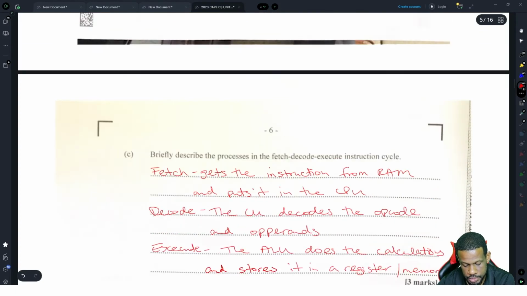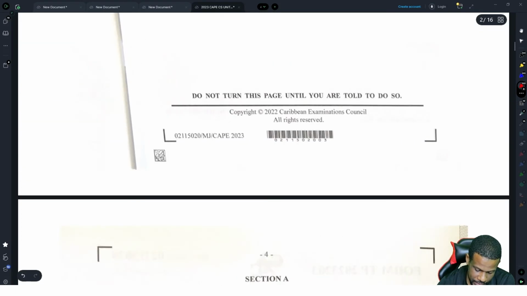Ooh, that was number 1. Jeez. Cotton candy in here, boy.